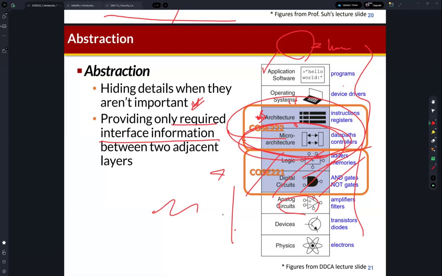So if we just focus on the microarchitecture level here, then some knowledge on logic and digital circuits can be unimportant. So you can just ignore some knowledge on digital circuits to understand microarchitecture. Okay, you can just ignore it because it's very complex. But we can just understand the interfaces between layers. This is a concept of abstraction. So we frequently use this concept of abstraction in our real life.